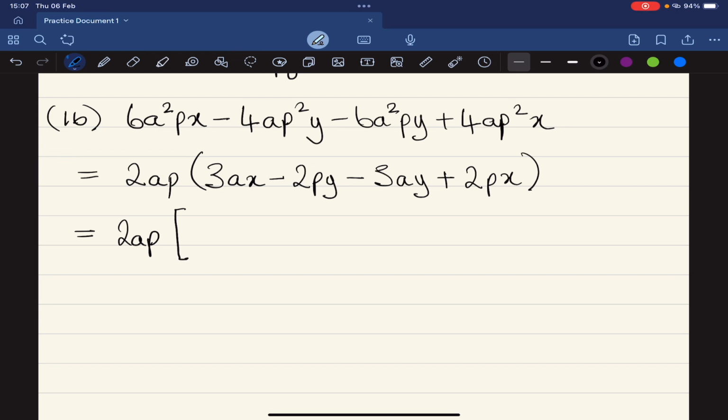I'll open up the square brackets, and then I am going to, in this case, I think I want to group 3AX and 2PX, and then I'll group 2PY and 3AY. So let's see how that's going to work.